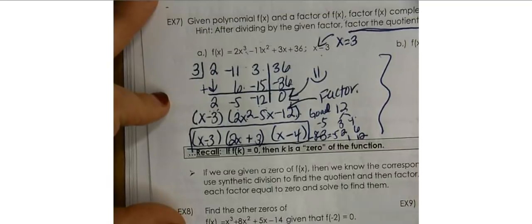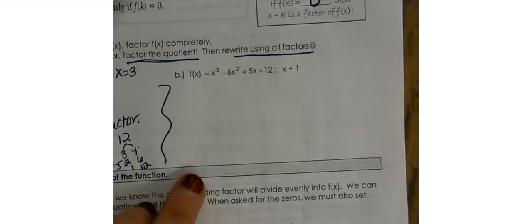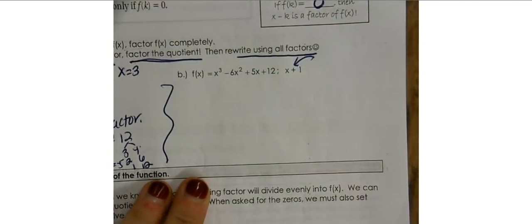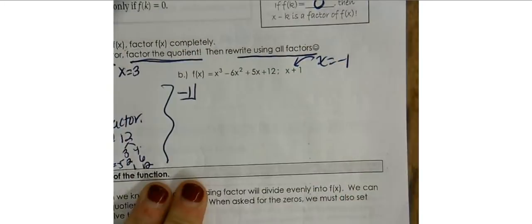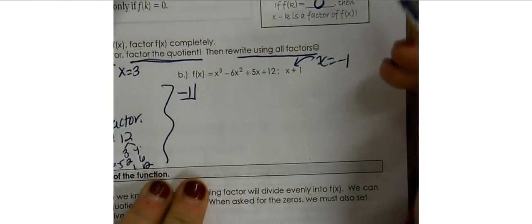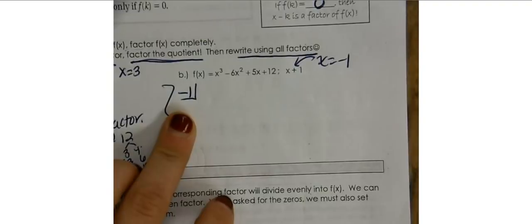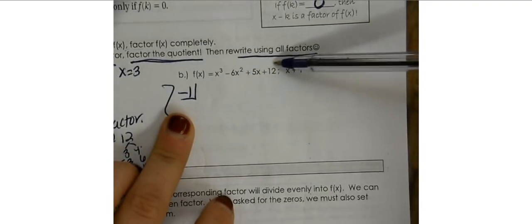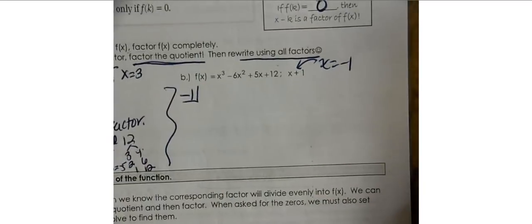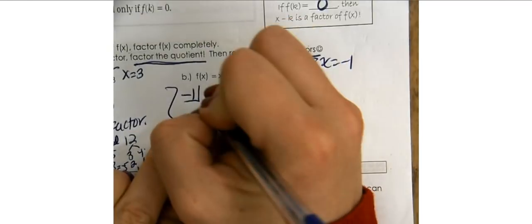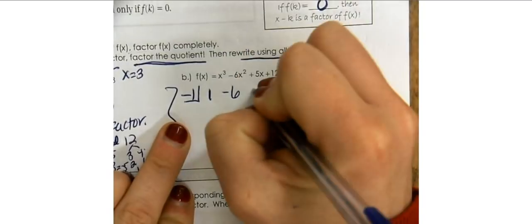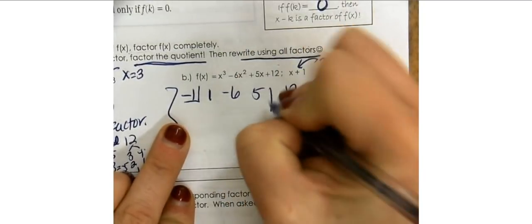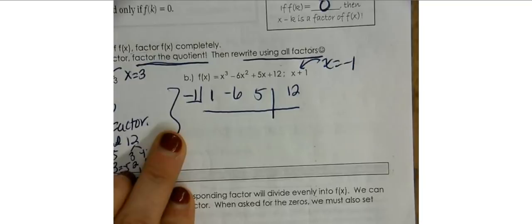Let's go ahead and look at letter B. For letter B, I need to identify the x-intercept that would be produced by x plus 1, and that would be x equals negative 1, so that's what's going to go inside of the little box. Next, I'm going to make sure that all of my degrees are represented. I have a 3, 2, 1, 0, which is awesome, so I don't have to insert any random zeros. So I'm going to write 1, negative 6, 5, and 12. I'm going to draw a vertical line and a horizontal line.